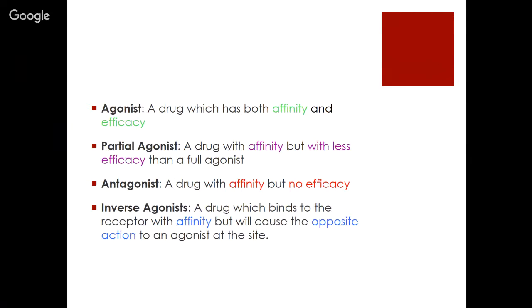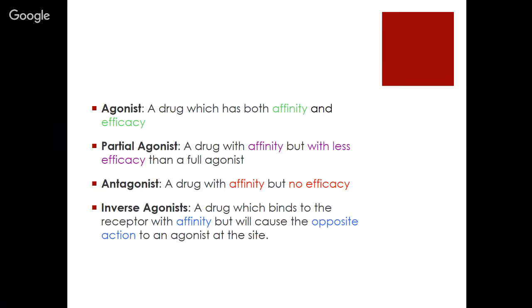The other terms you need to know are agonist and partial agonist. Earlier I was talking about the difference between affinity and efficacy. A drug which has both affinity and efficacy is called an agonist, whereas a partial agonist also has affinity, but it's going to have less efficacy than a full agonist. I'll be showing you a diagram later, and you'll be able to see the difference.